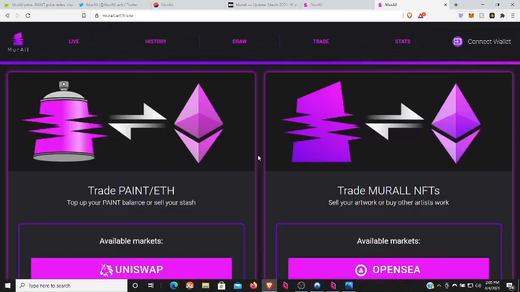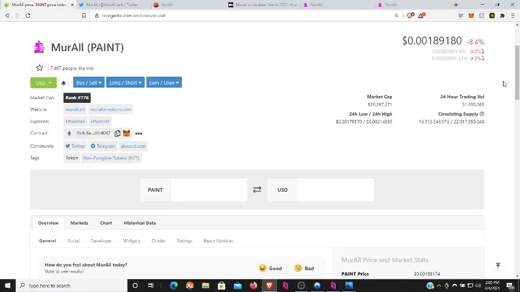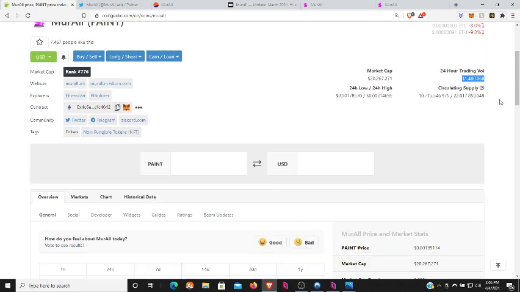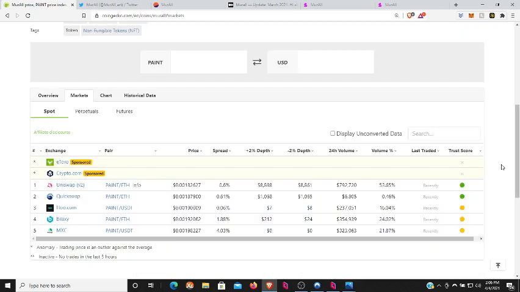Here we have two fully functioning markets. Top up your paint balance or sell your stash. Sell your artwork or buy other artists' work. The price is ridiculous. So low, 0.00189. That 24-hour volume is looking good. The market cap is looking great. They are trading on other places than Uniswap.